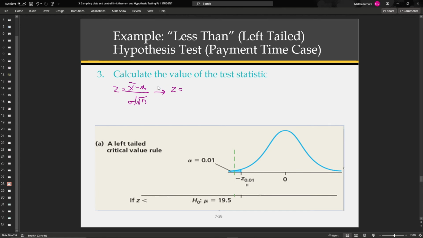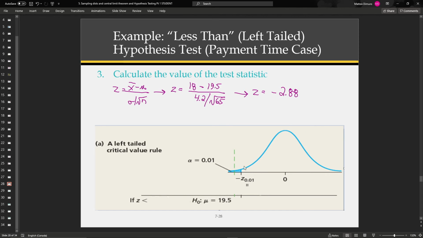So what were the numbers? Well, X bar was 18. And the mean that was given was 19.5. And the standard deviation given was 4.2 divided by the square root of n, so square root of 65. Type that in on your calculator and you're going to get negative 2.88. So when we use the numbers given, we get a z-score of negative 2.88.